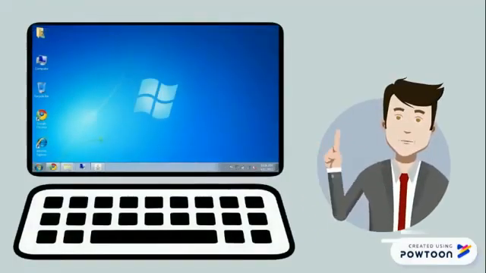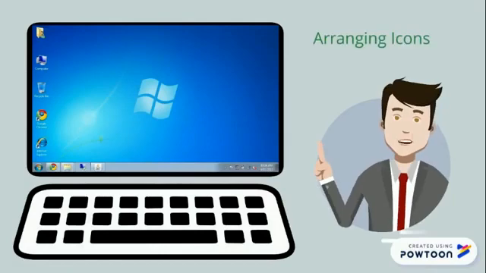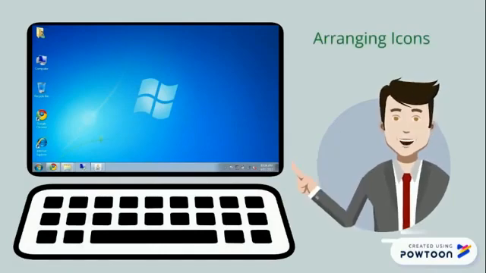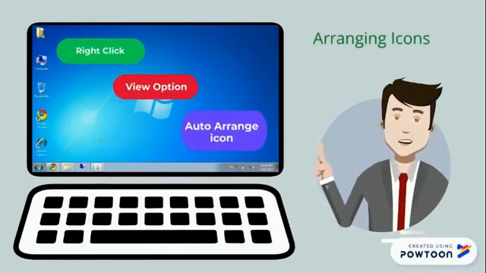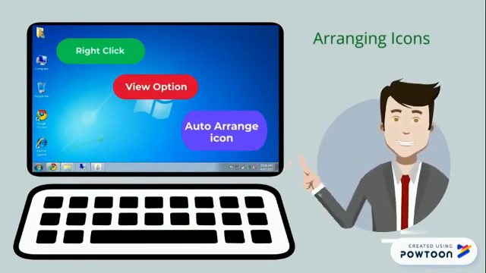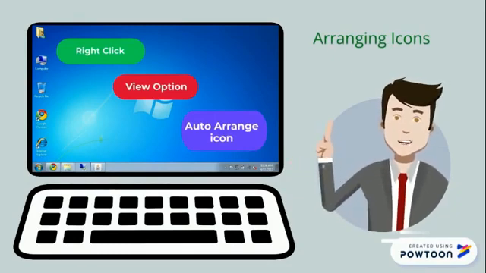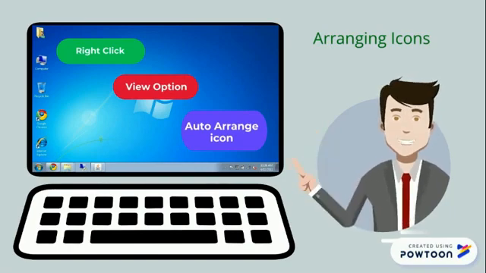Now let us learn about arranging icons on the desktop. Right-click on the desktop and select View option by clicking on it. Here, click the Auto Arrange Icons option. The icons will get arranged on the desktop.